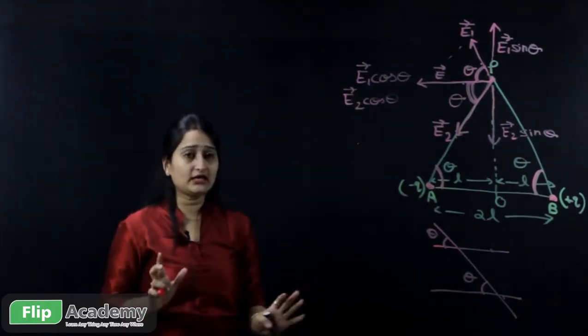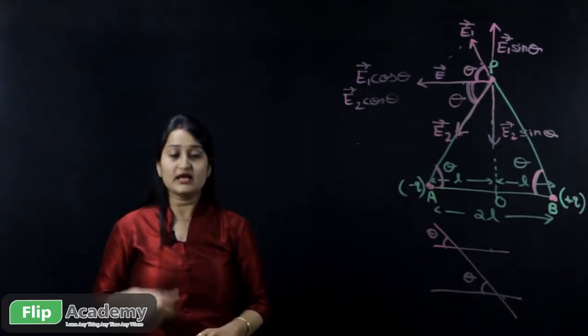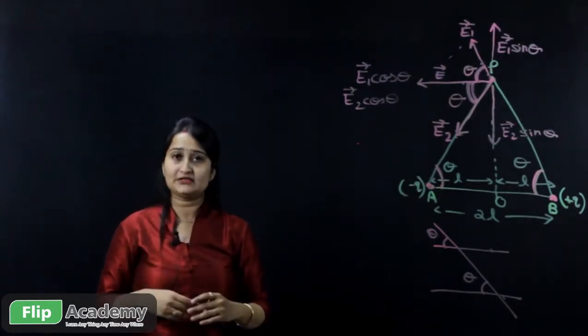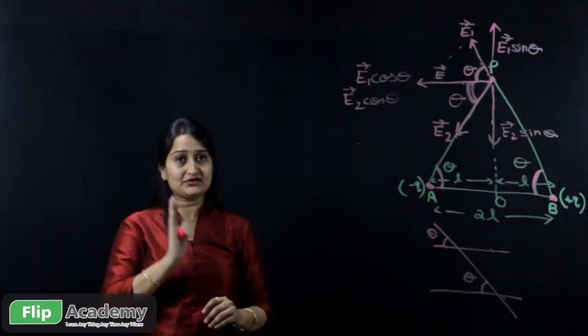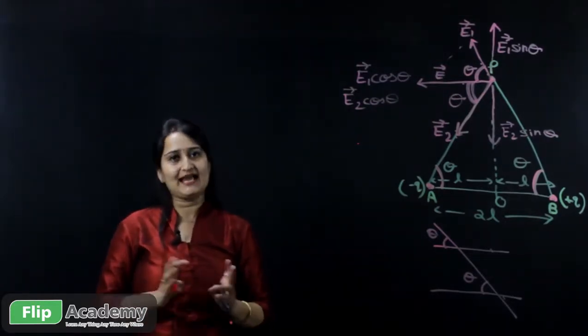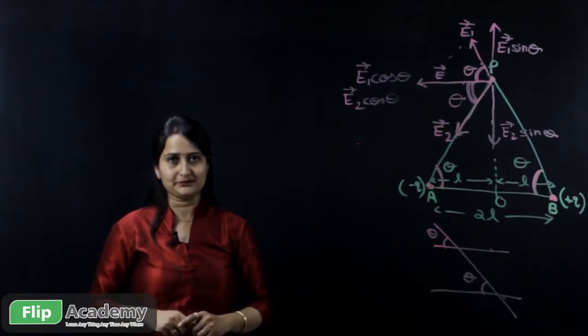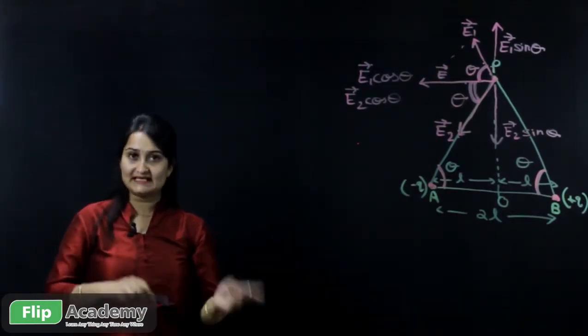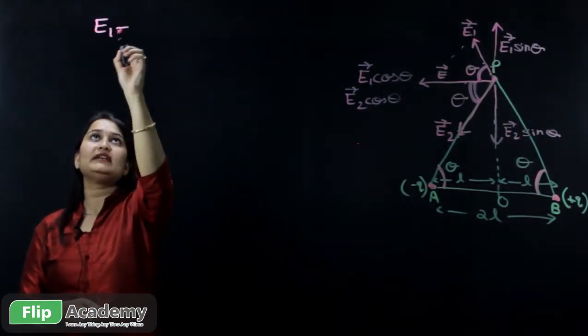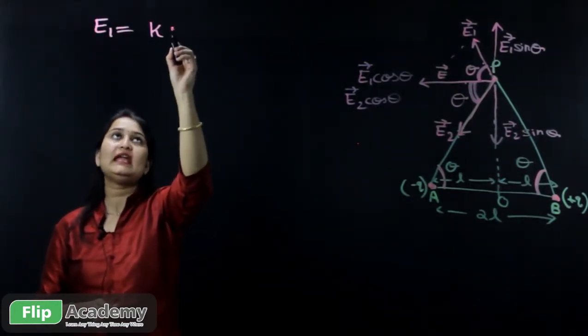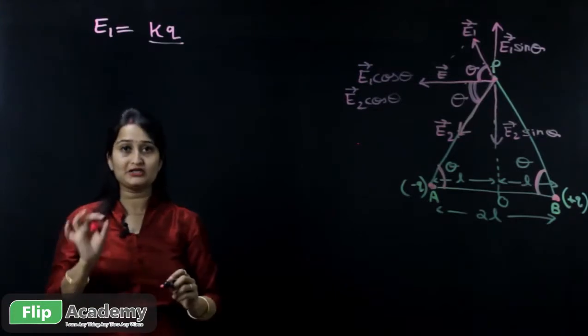Now my work is done. All the components are resolved. You have to find Ey, that is the resultant along the y-axis, and Ex, that is the resultant along the x-axis. Now let's start with it. So now let's find what E1 and E2 are. The formula for E1 is K Q upon R square.